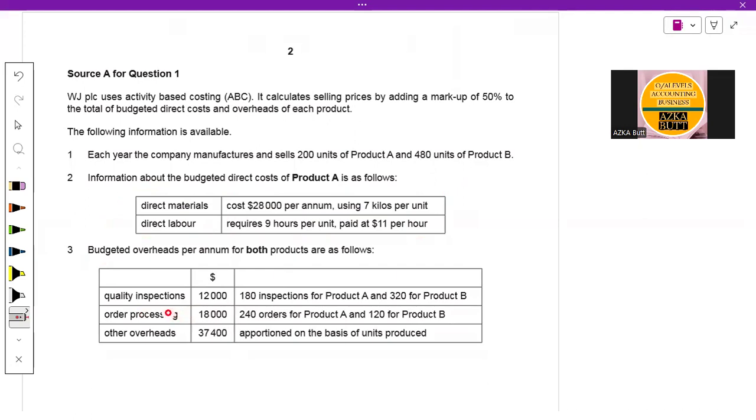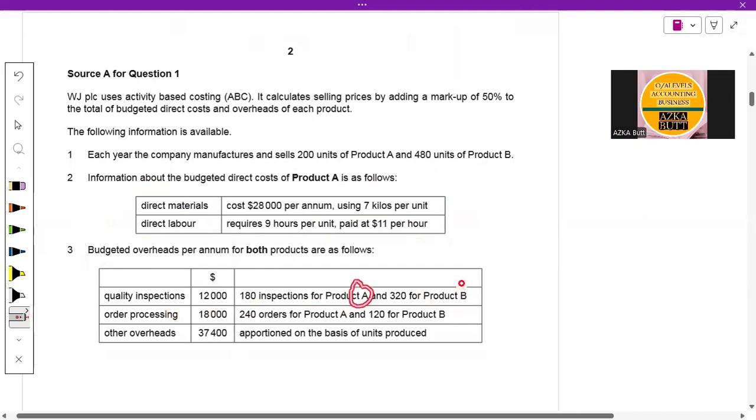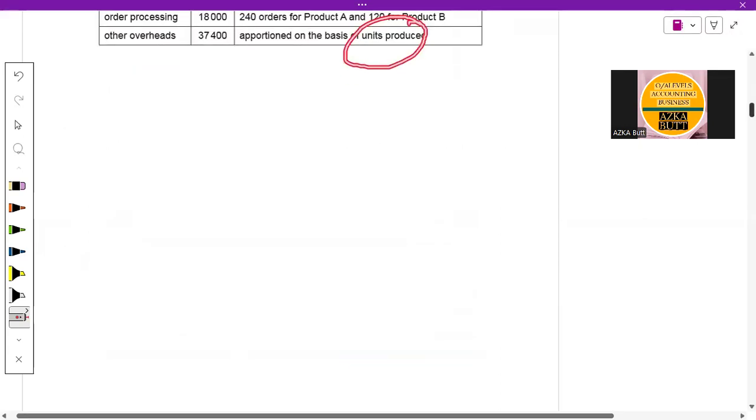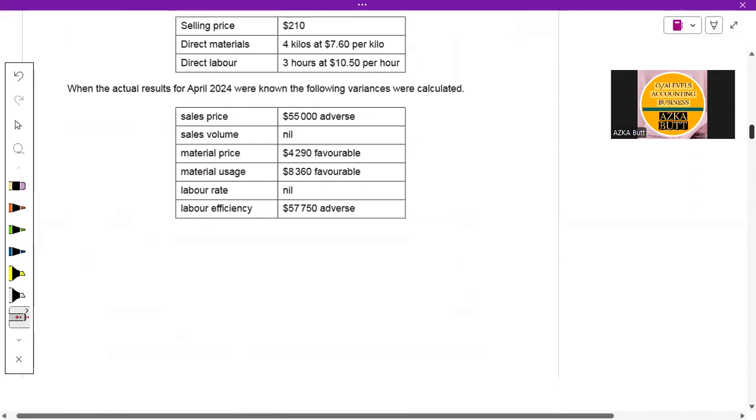For quality inspection, 180 inspections for product A and 320 for product B, and its cost is $12,000. And for order processing, 240 orders for product A and 120 for product B, and the cost is $18,000. Other overheads, which is $37,400, are apportioned on the basis of units produced. Okay, so now just solve the question.